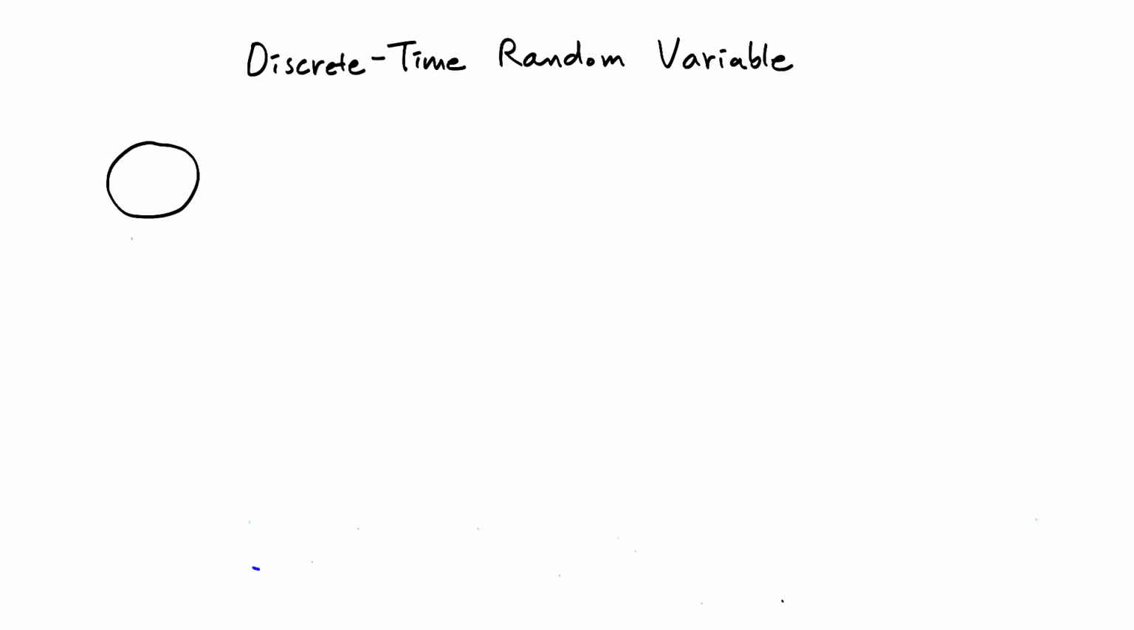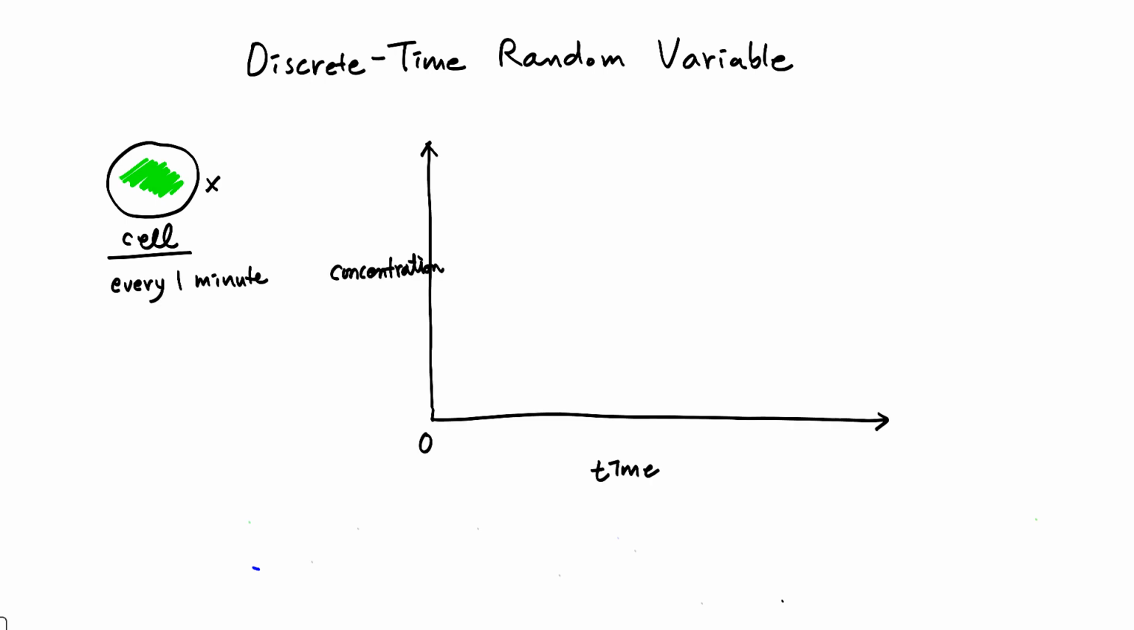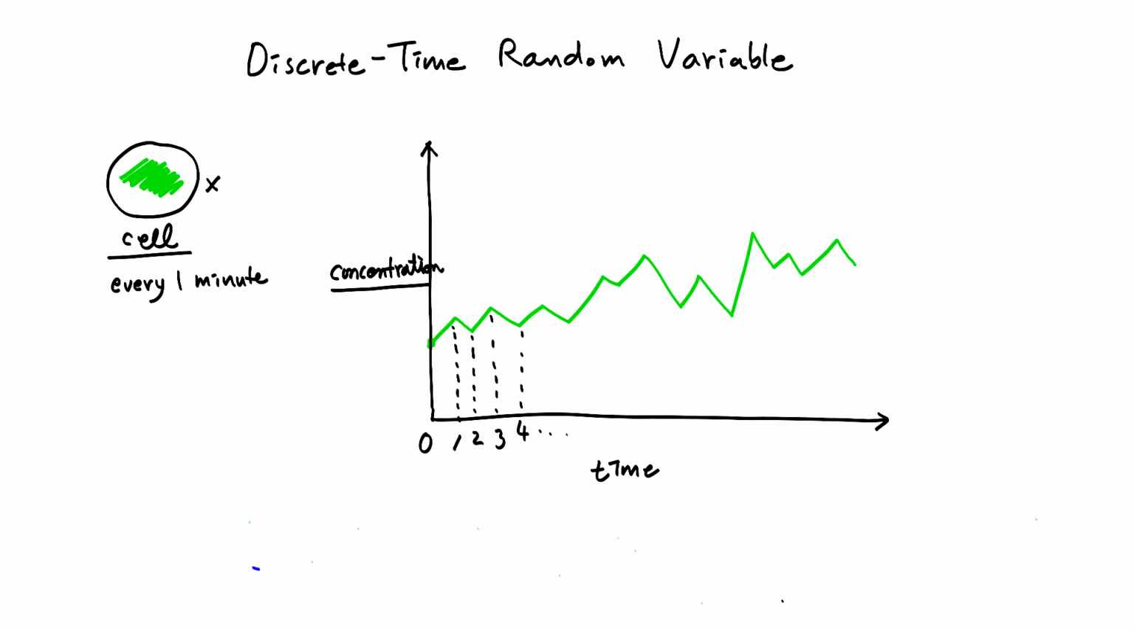Here we have a cell. We can measure the concentration of a certain protein that we are interested in, and we may call that protein X. And this is live single cell study, which means that the cell is alive. Let's say we measure the protein concentration every 1 minute. Our results might look something like this. This is 1 minute, 4 minutes, and so on. So basically we are measuring protein concentration at discrete time.